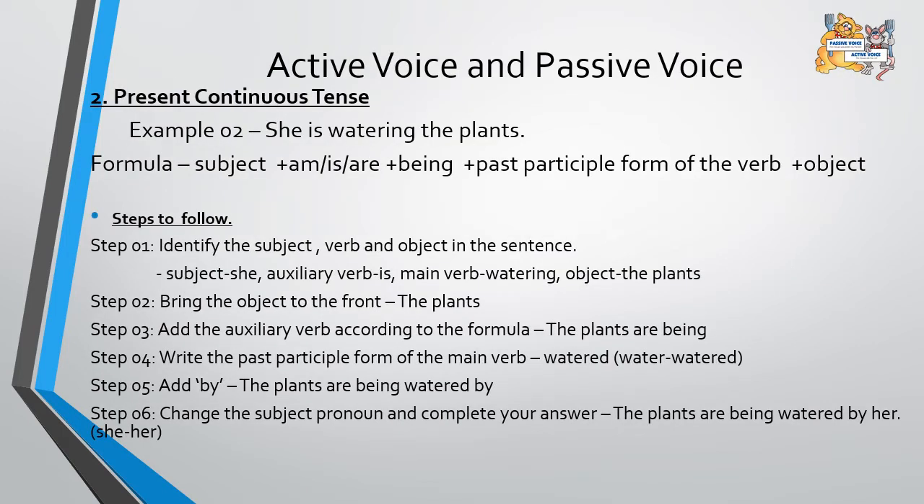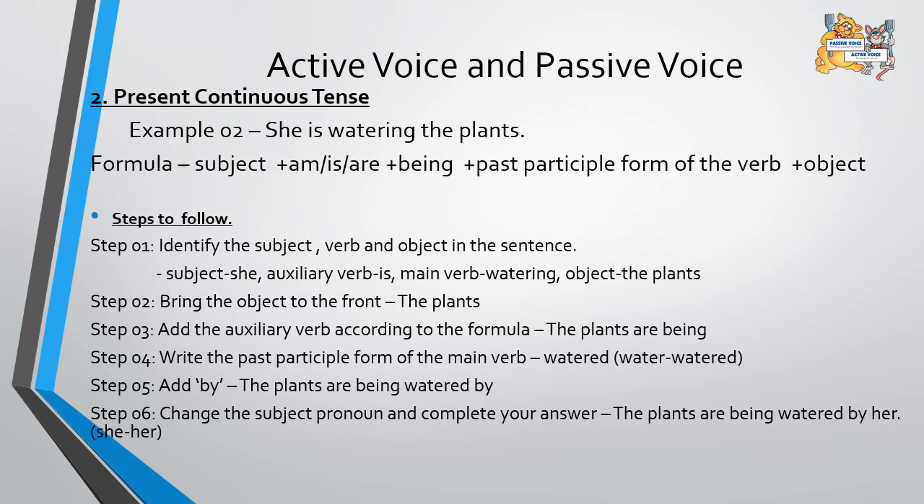Let's take the second example. She is watering the plants. This sentence is in present continuous tense. The passive voice formula of present continuous tense is subject plus am, is, or are plus being plus the past participle form of the main verb plus the object.